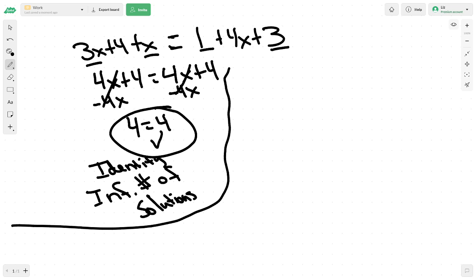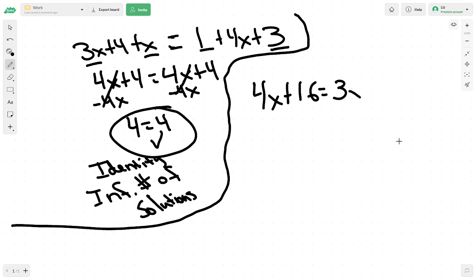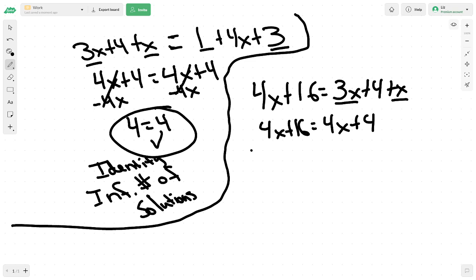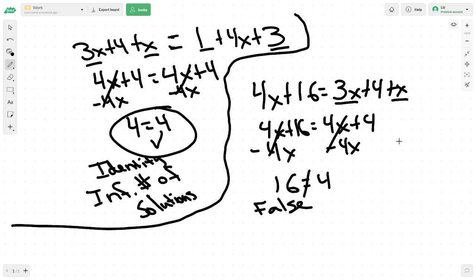All right. Let's look at another example here. We have 4x plus 16 equals 3x plus 4 plus x. All right, we're going to combine our like terms here. This stays the same. 3x plus x is 4x. I subtract 4x from both sides. And I get 16 equals 4. That is not a true statement. This is false. So there is no solution.